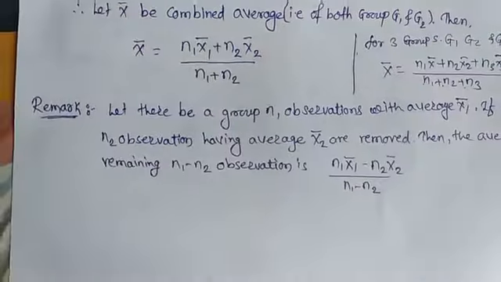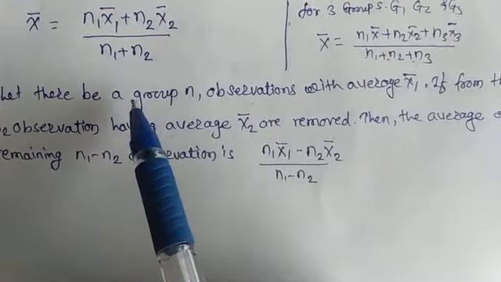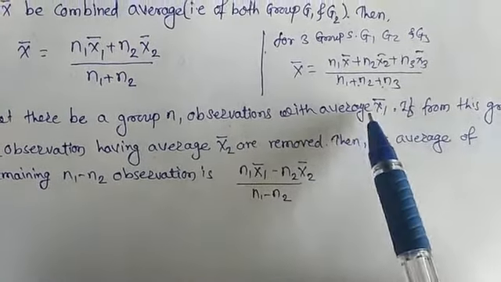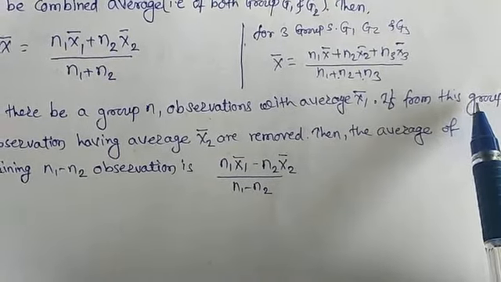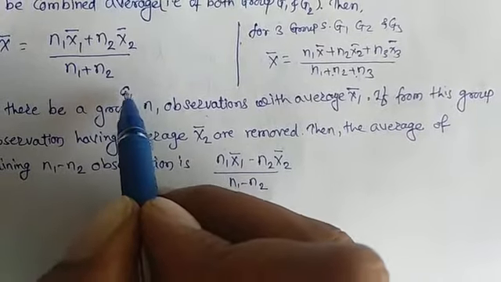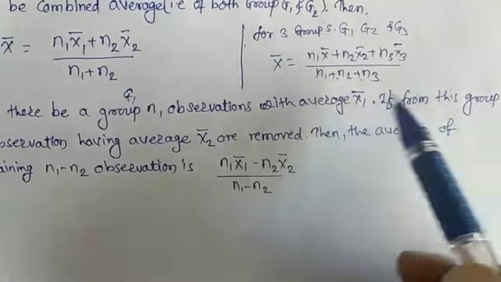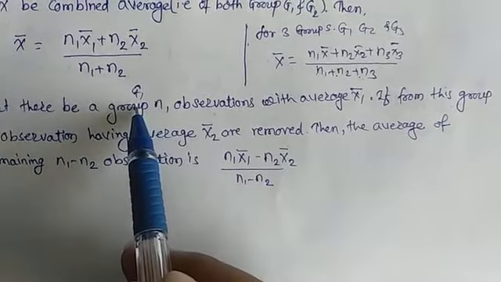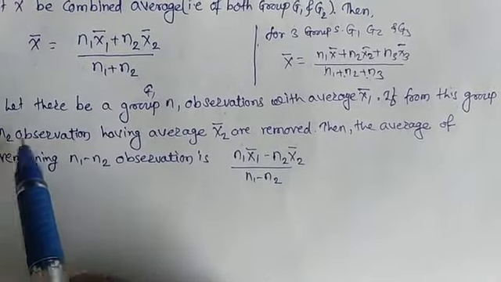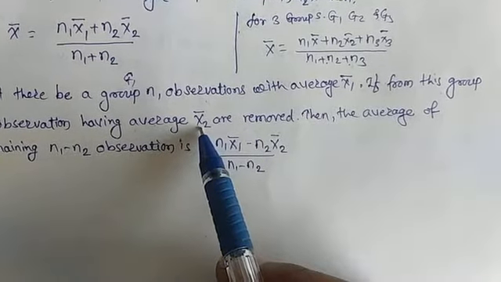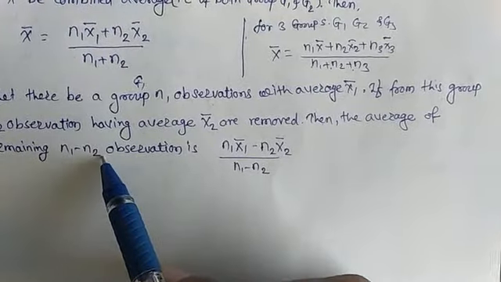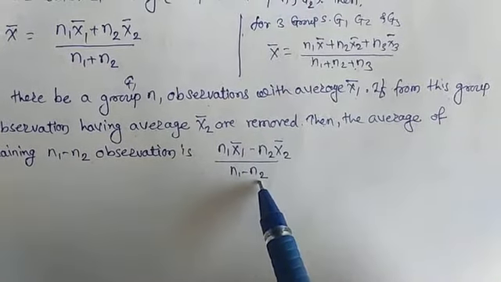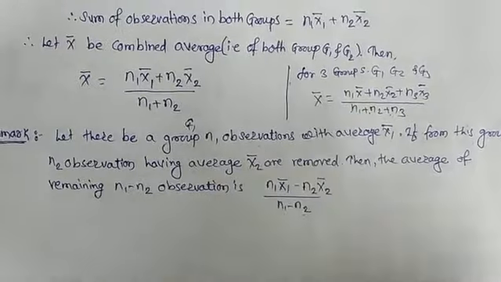Now there is a remark. Let there be a group G1 of N1 observations with average X1 bar. If N2 observations having average X2 bar are removed from this first group, then the average of the remaining N1 minus N2 observations is N1 X1 bar minus N2 X2 bar upon N1 minus N2. This is our remark for combined average.